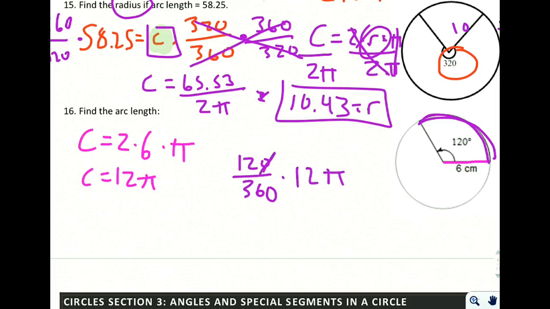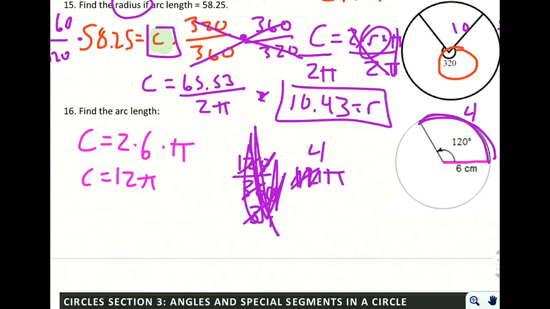Now, if we reduce this fraction, it does look like it's going to reduce nicely. 12 and 36. There's 3 12s in the 36. So that reduces to 1 on top, 3 on bottom. And we know that 12 divided by 3 is 4. So we can take a 4 here and reduce this all the way down to 1. And since we only have 1s here, this is all going to go away because we're multiplying, leaving us with just 4 pi remaining. So the arc length here is 4 pi.